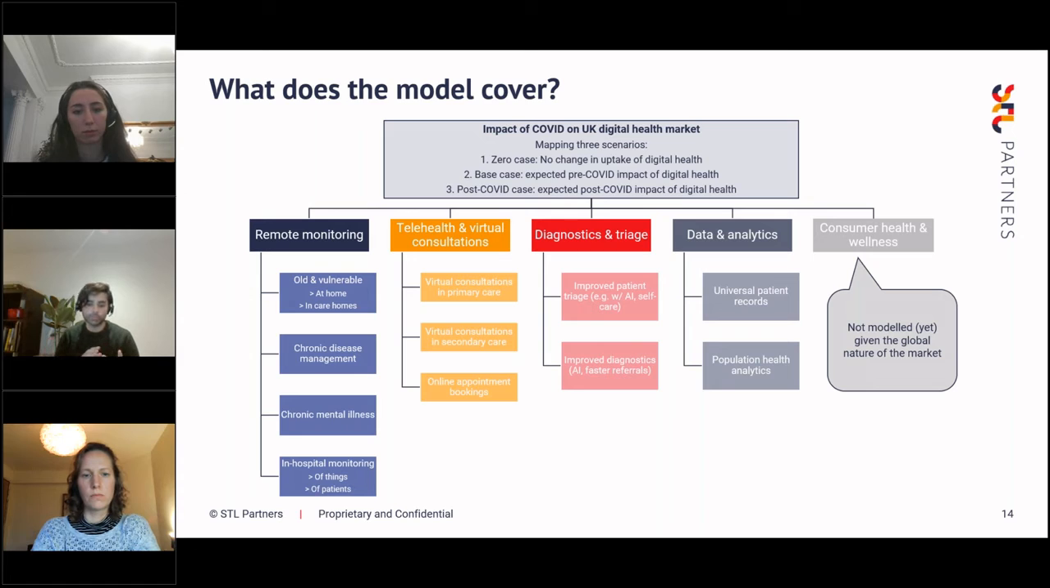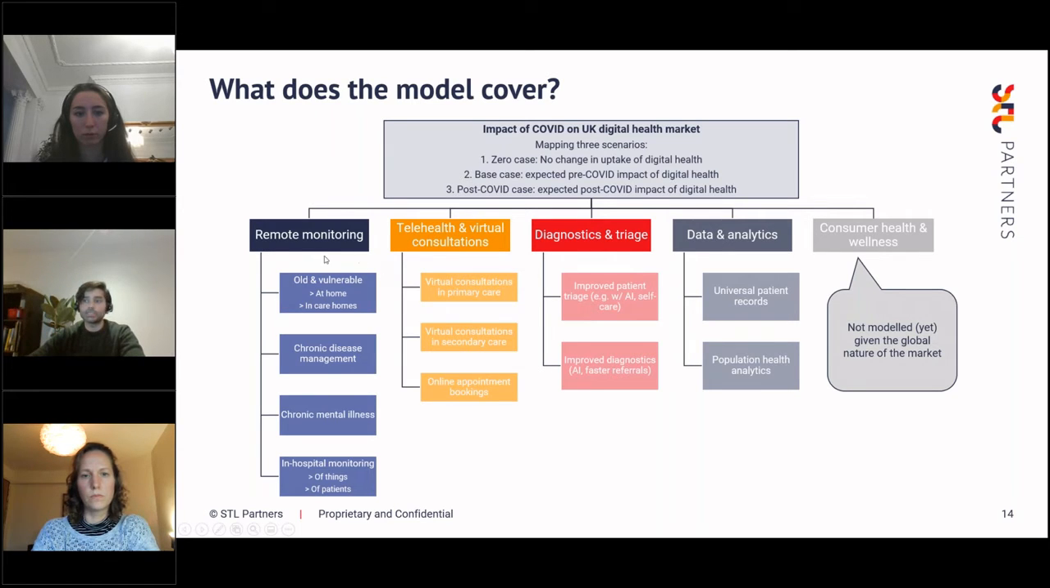The base case, which is what we showed on the yellow line in the previous slide, is saying, okay, what was our expected uptake of digital health in a pre-COVID scenario? And then the third, that was the orange line. The pre-COVID was the blue line. So the third looks at the post-COVID landscape and asks, what does adoption look like in this post-COVID scenario? And as Amy mentioned, we've looked across our 5 key application areas to think about how these buckets are actually changing.